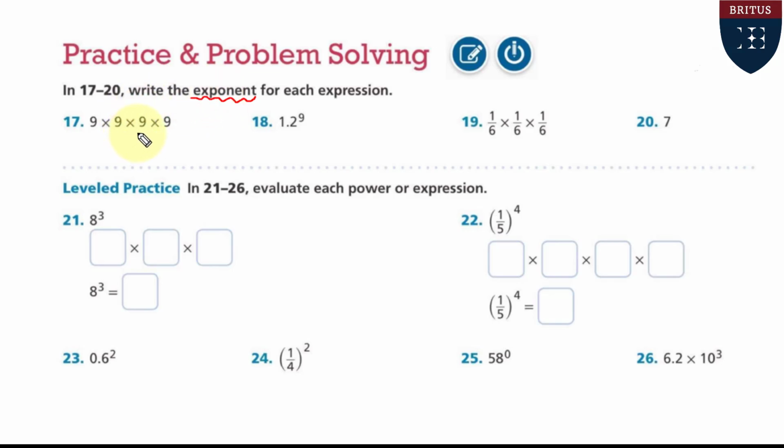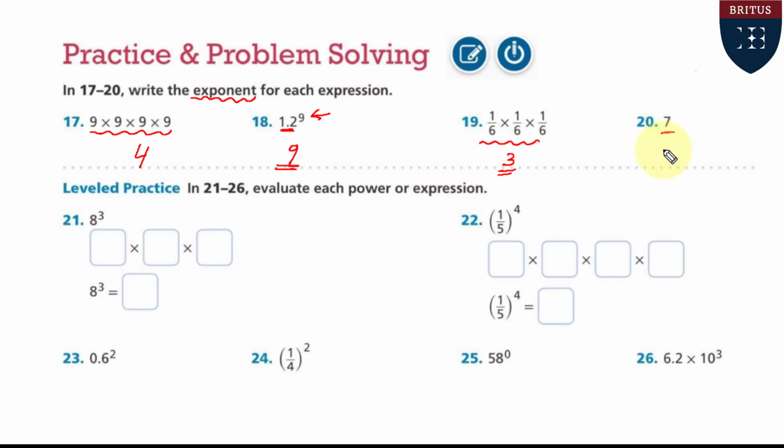The number of times repeated. 9 times 9 times 9 times 9. 9 is repeated how many times, guys? 4. Now the exponent is 4. 1.2 raised to the power 9. 1.2 is the base. What's the name of 9? 9 is the exponent, or the power. Now the exponent is 9. 1 over 6 times 1 over 6 times 1 over 6. 1 over 6 is repeated how many times? 3 times. Now the exponent is 3.